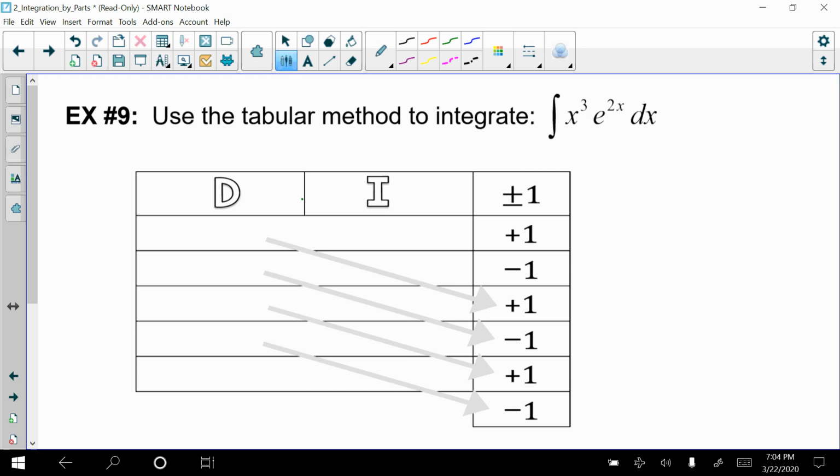Now we're going to go ahead and finish drawing that vertical line down the table. And these positive negative ones, this is a repeating pattern. And typically what I do is I actually have it over here. I just do positive, negative, positive, negative, positive, negative until you feel that you've gone far enough.